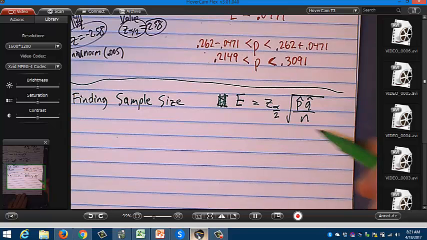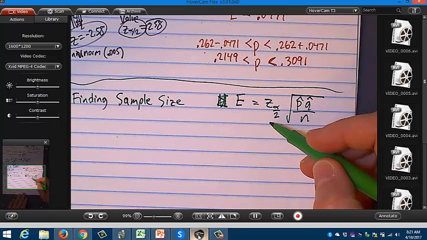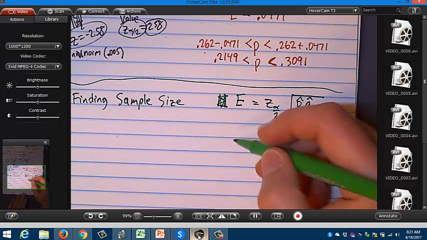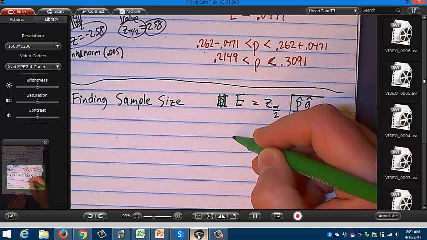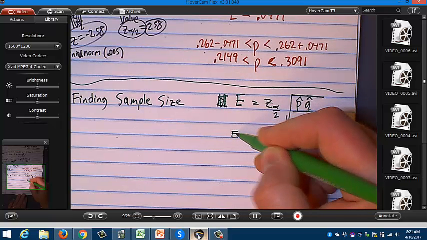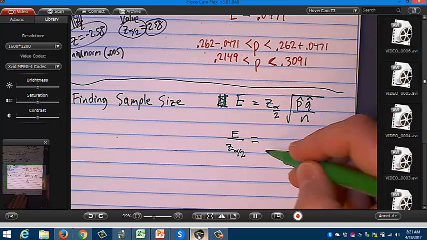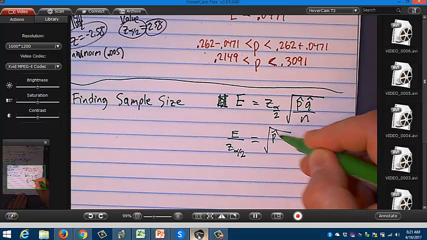But to get it by itself, guys, I got to get rid of this z alpha over 2. Right now, it says z alpha over 2 next to the square root. What's that mean? You put two numbers next to each other, that means multiply, right? So what are we going to do to both sides? Let's divide. That'll undo it. Here, watch this. E over z alpha over 2 is equal to square root of p hat q hat divided by n.